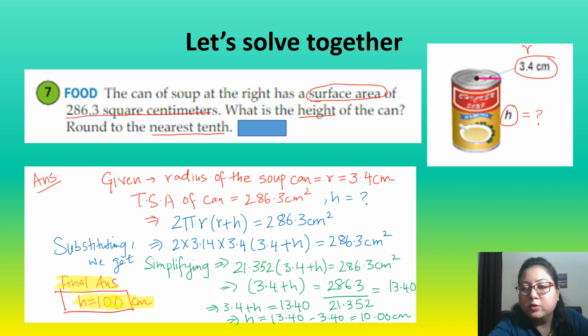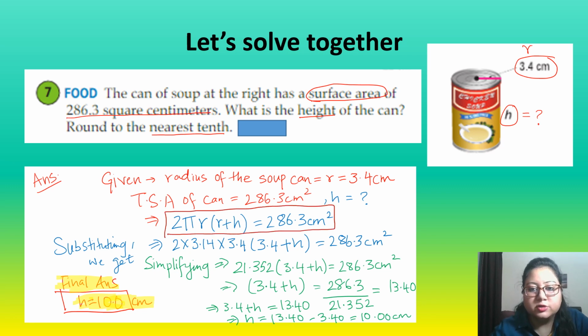Now, from the image, I hope you can clearly see that the radius is already given to you, and it is 3.4 centimeters. So let me just highlight the decimal in case you missed that out. So the radius is given to you as 3.4 centimeters. You need to find the height here, and the total surface area of the soup can is already mentioned in the question. So let's get started by substituting into the formula and equating it to 286.3 centimeters square.